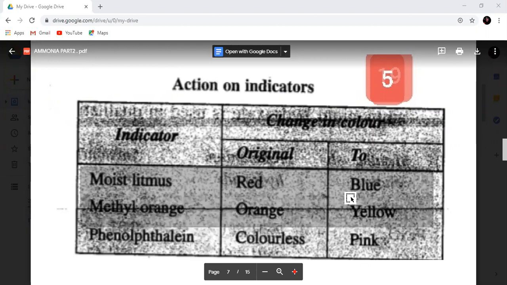Methyl orange: with the methyl orange indicator, it will turn yellow. Phenolphthalein: as phenolphthalein is colorless, it will turn pink. It will turn pink with the effect of ammonia.